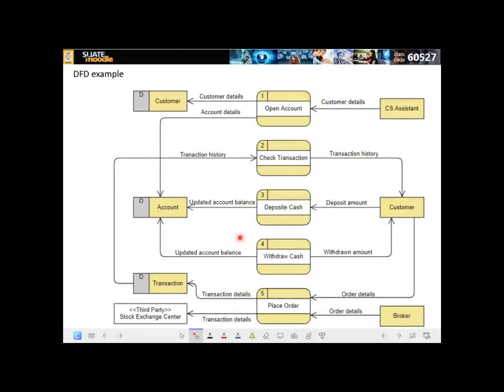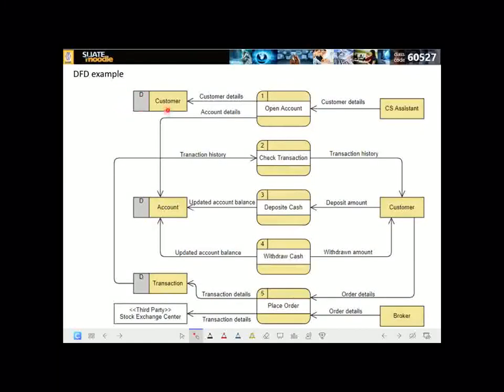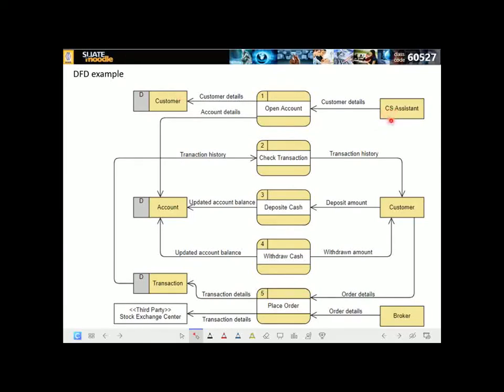This is an example of a DFD, data flow diagram, which is created by the system analyst. Here, children, is a data flow diagram made by a system analyst. It shows the work in a small office. He has identified the system and made a graphical document, a graphical representation. Look at who is in it: customers are involved in this system. There is a CS assistant. Then there are accounts, transaction.